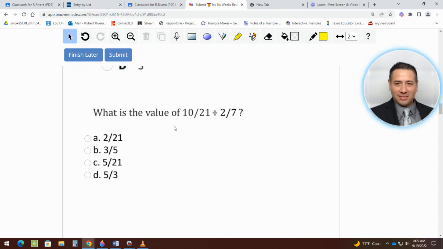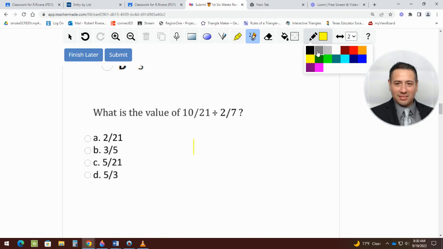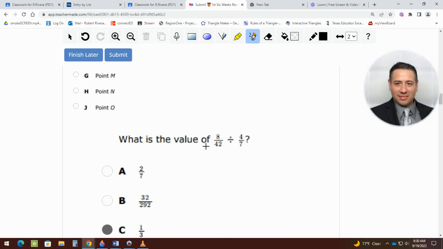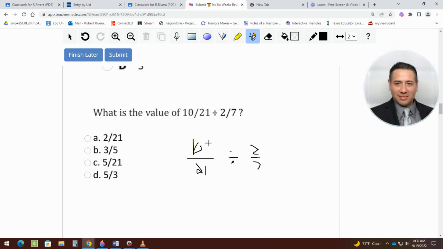Let me explain already what this means because some of you probably are going to get all confused. This still means this. Hey, let me get another color. This means 10 over 21 divided by 2/7. Before you get all confused. So is it like the one we just did? Yes. Questions?